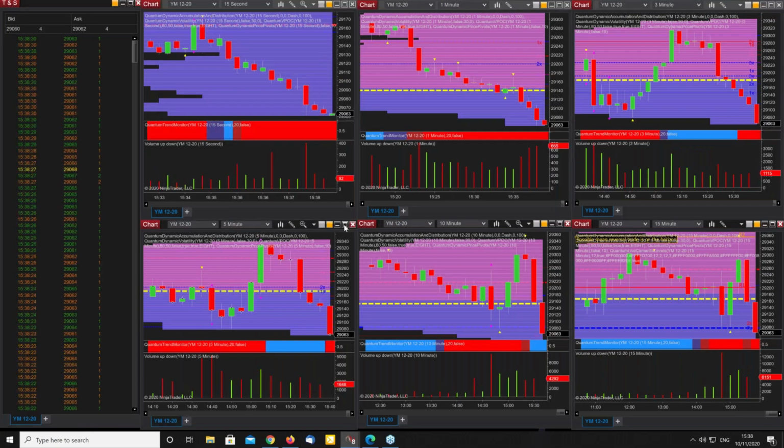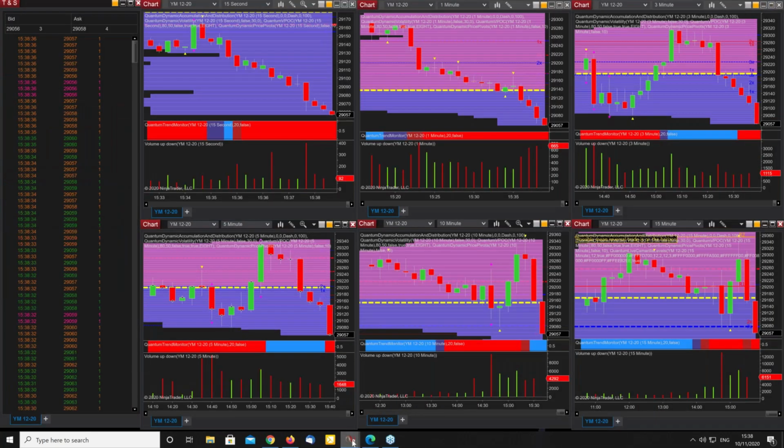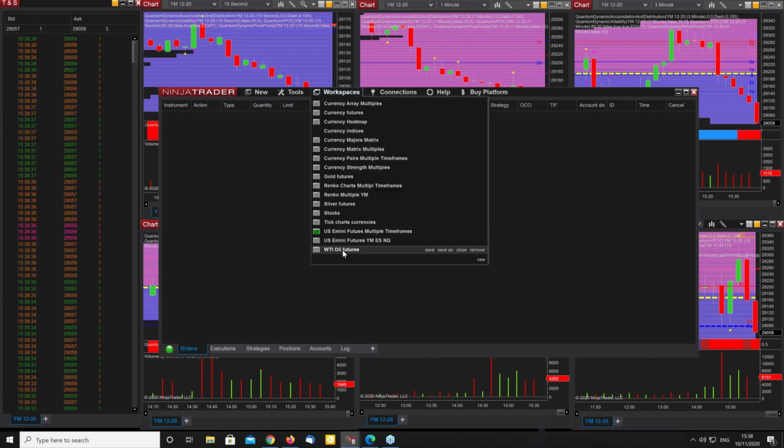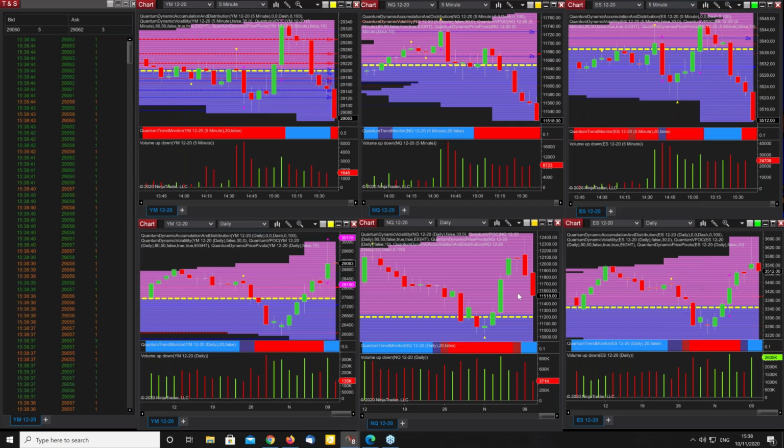Let's go up onto 5. Similar sort of thing here. Now we're diving down. Let's just head back onto the multiples and see if that's reflected across the piece. We're on the YM there, but let's just double check. Here we go. The NQ was negative anyway.